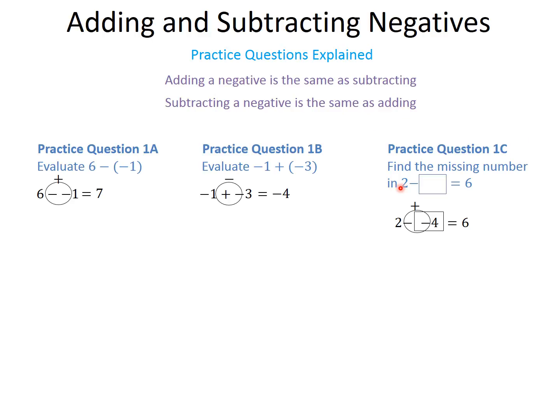And so what do you have to add to get to 4? Sorry, to get to 6, and the answer is 4, which means my answer in this box had to be negative 4, so that when I combined the minus that was already there with the negative that I put in the box, it ends up adding, and 2 plus 4 is 6.